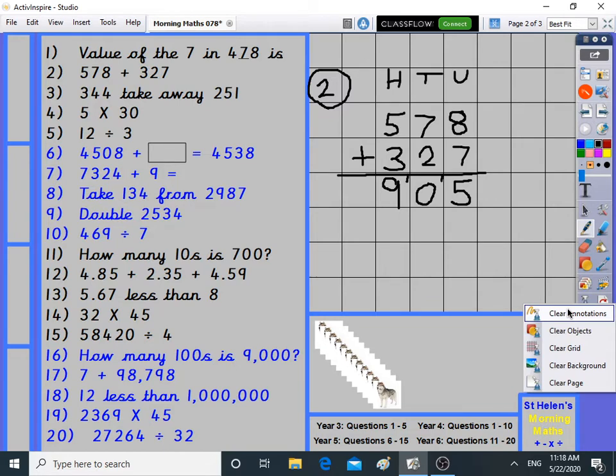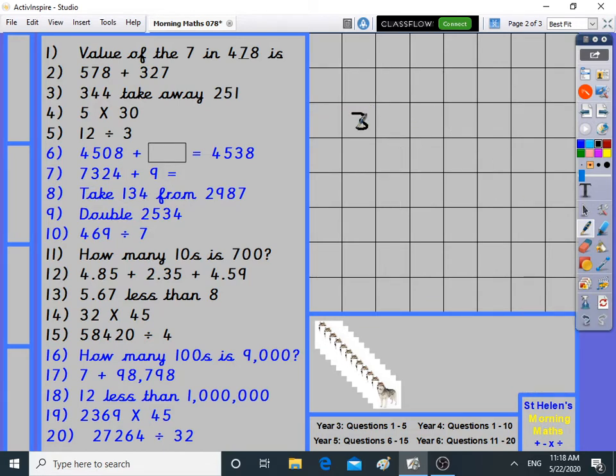And we're on question 3. 344. Take away 251. Make sure you've got the biggest number at the top. 344 is bigger than 251, so yeah, we've got the biggest number at the top.